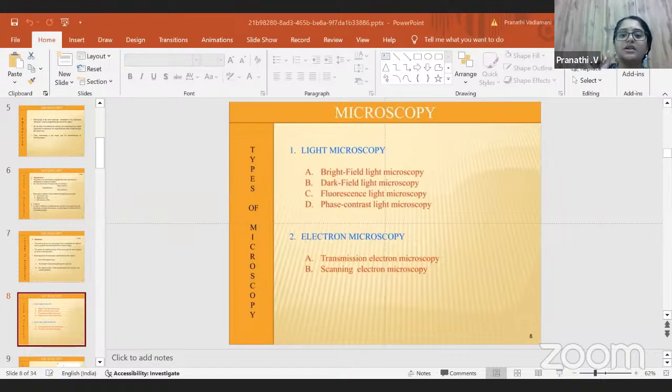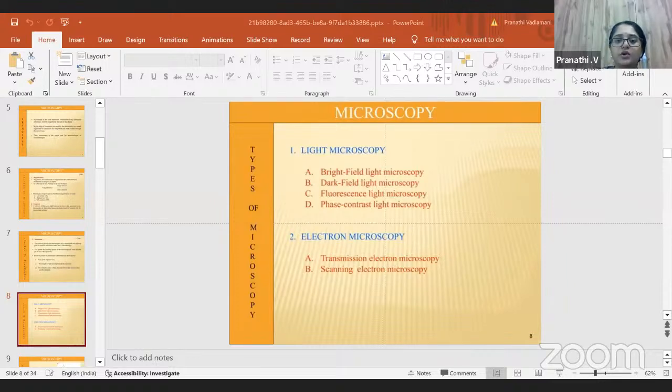What does it depend upon? The tube length, focal length of the objective, and what is the magnifying power of the eyepiece. So total magnification is the magnification of the eyepiece times the magnification of the objective.